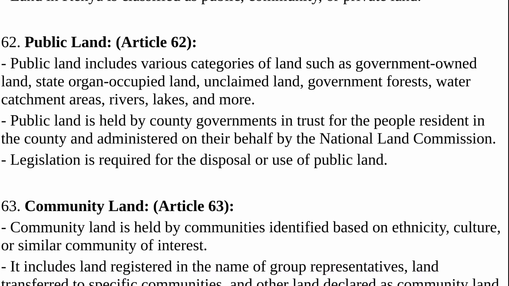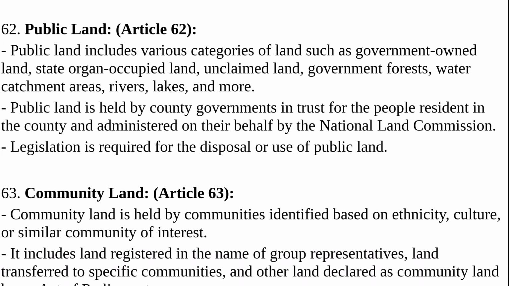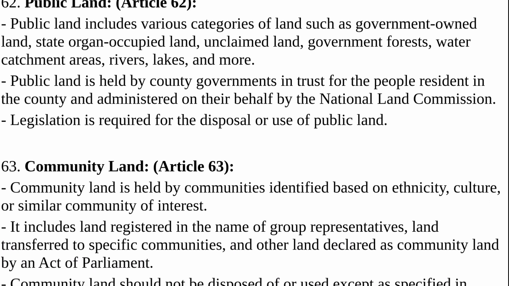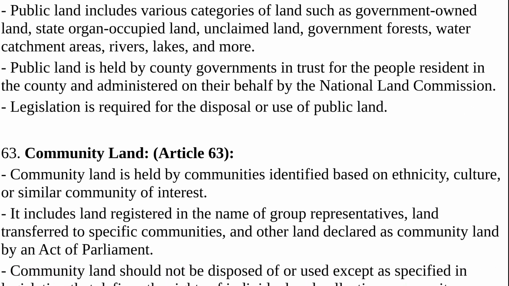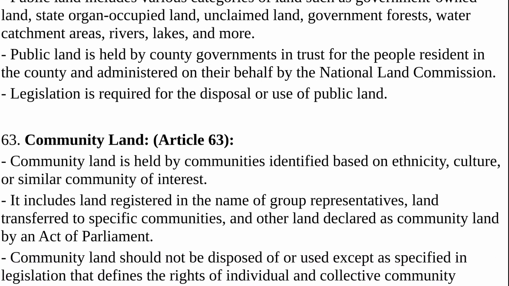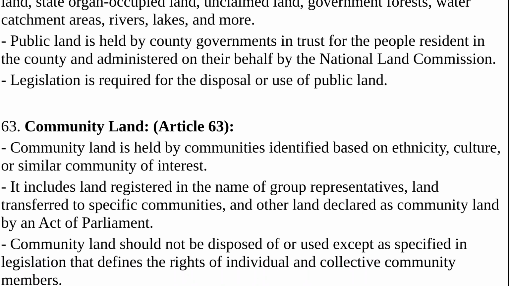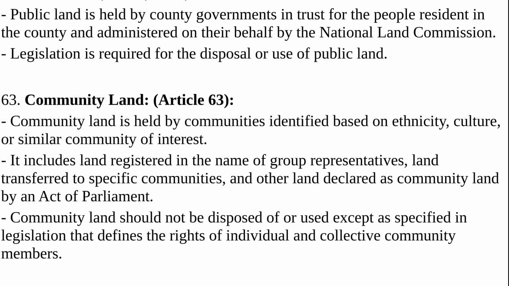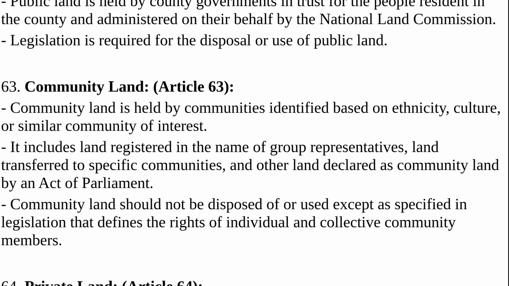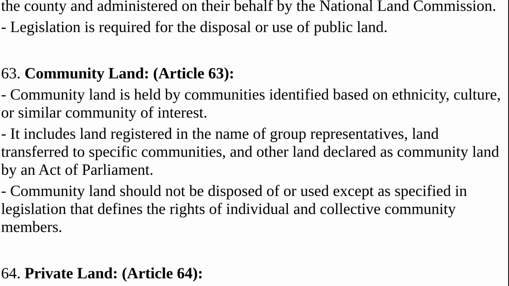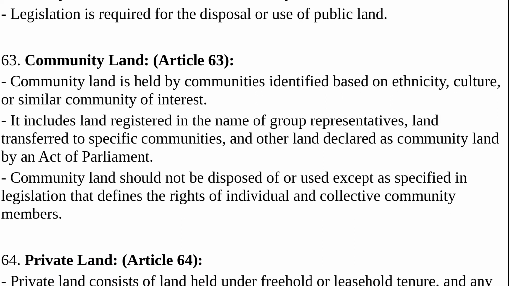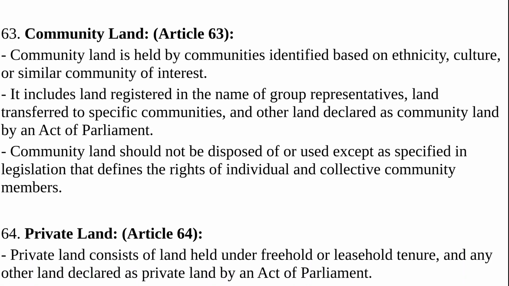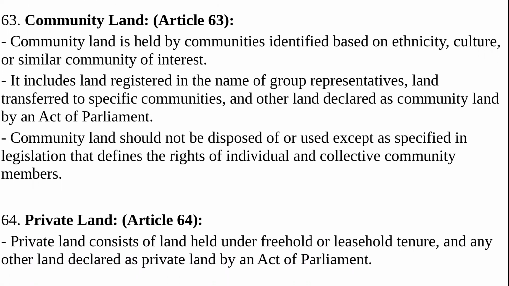63. Community land. Article 63. Community land is held by communities identified based on ethnicity, culture, or similar community of interest. It includes land registered in the name of group representatives, land transferred to specific communities, and other land declared as community land by an Act of Parliament. Community land should not be disposed of or used except as specified in legislation that defines the rights of individual and collective community members.